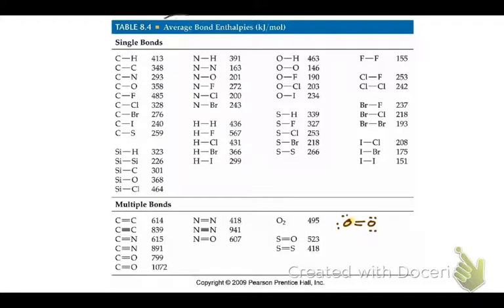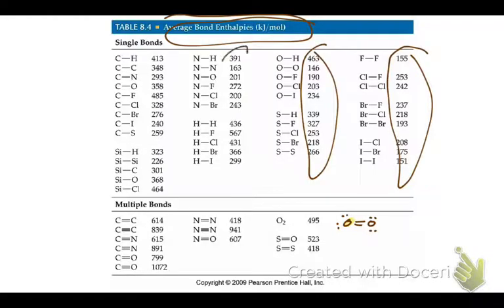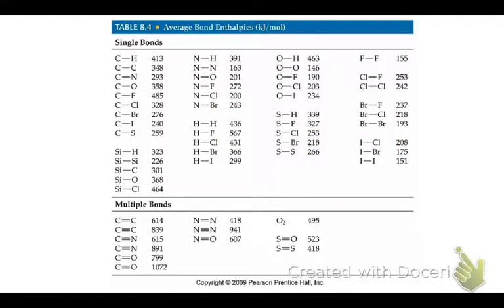Now remember, bond energy by definition is the amount of energy needed to break the bond. So this is why all these values are positive. And I want you to keep in mind, if breaking the bond is endothermic, making the bond should be exothermic, because it's the opposite. The opposite of breaking a bond is making it.